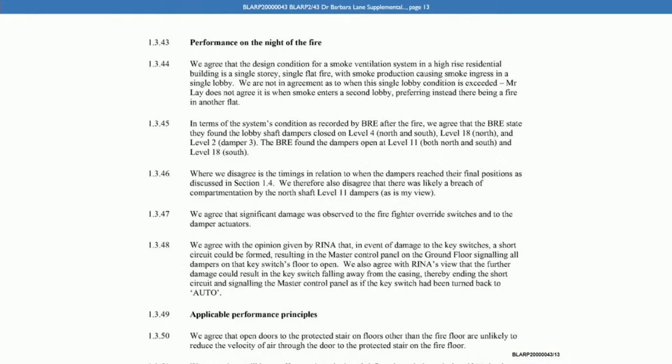So I disagree with what Dr. Lane has written there. I don't say that the end of the design condition is when fire spread between levels. But I'd also disagree with the opening sentence of Dr. Lane's statement there as well, because there's nothing in any standard or guidance that says the design condition is breached when smoke propagation causes smoke ingress in a single lobby. The design condition is a single fire in a flat that's expected to be contained to that flat, or in the immediate vicinity of that flat, I think is probably the correct wording of it when you put all that together. I think Dr. Lane has extended that into smoke production.